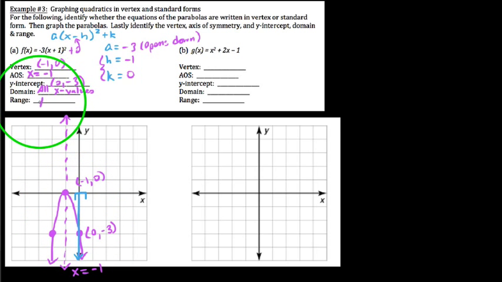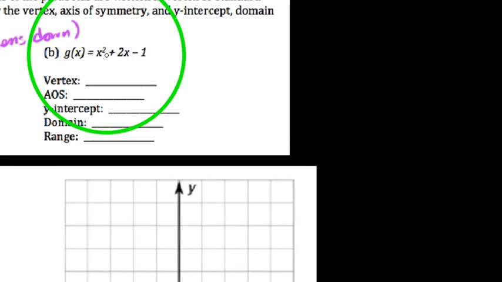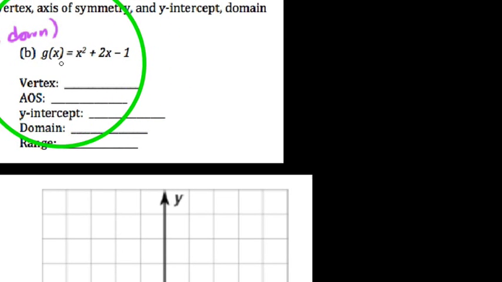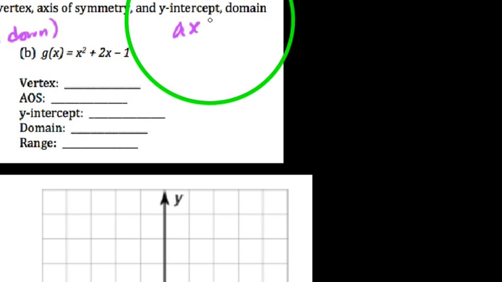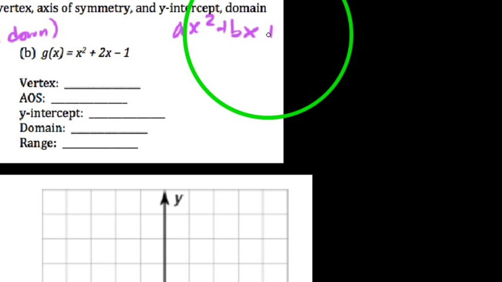So I'm going to write that our range here must be y less than or equal to 0, all of those values. So looking at letter G, we have g of x here, letter B, but we have g of x equals x squared plus 2x minus 1. This one here is, as a matter of fact, in standard form.